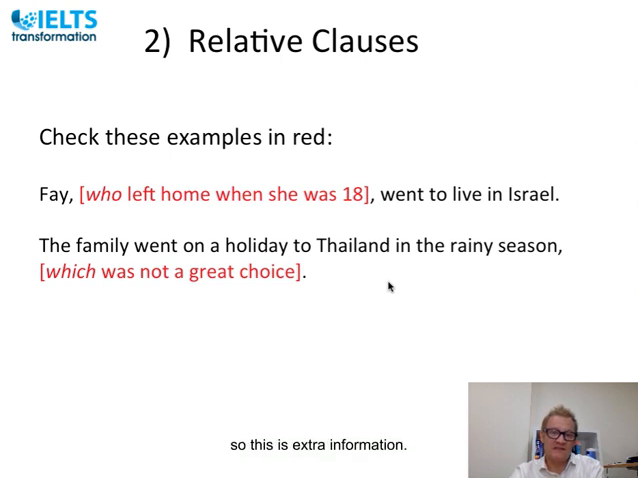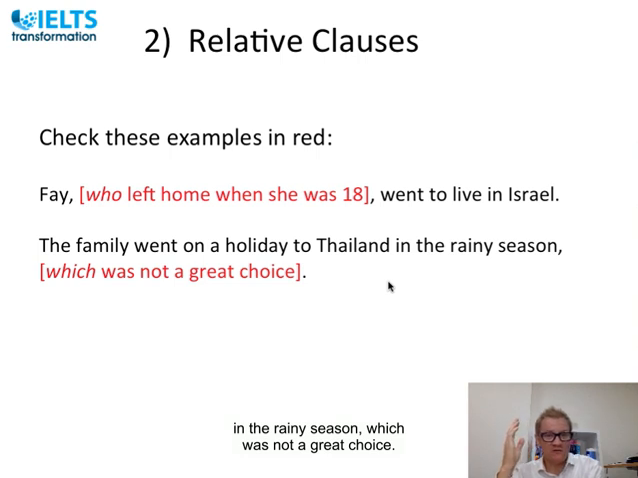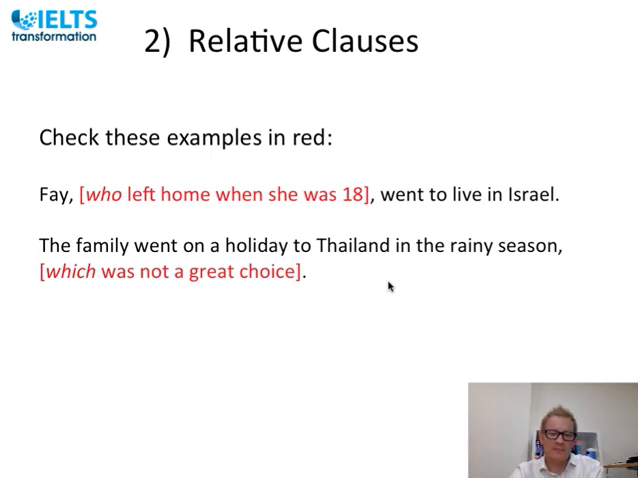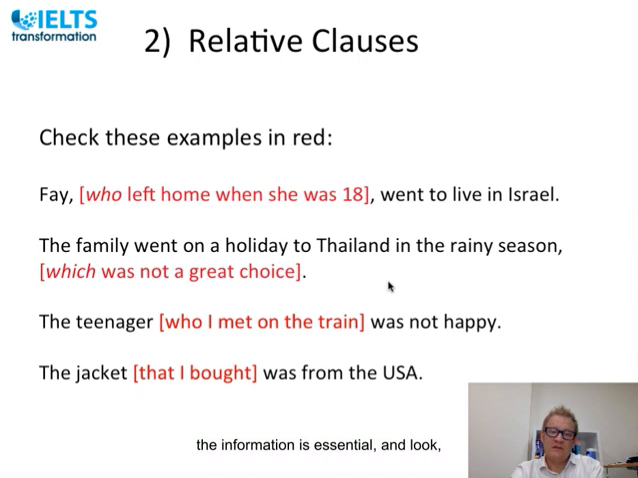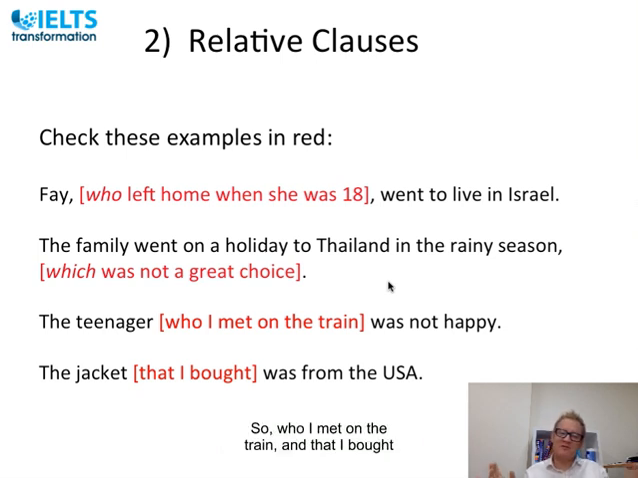Here's another non-defining, so this is extra information. The family went on holiday to Thailand in the rainy season, which was not a great choice. So again, more information about the sentence before. Okay, so, but these last two, the information is essential. Look, these are defining relative clauses. The teenager was not happy. What teenager? It's not enough information. The jacket was from the USA. Really? Which one? So who I met on the train and that I bought is enough information to complete the sentence, to understand it. So the first two are non-defining relative clauses.